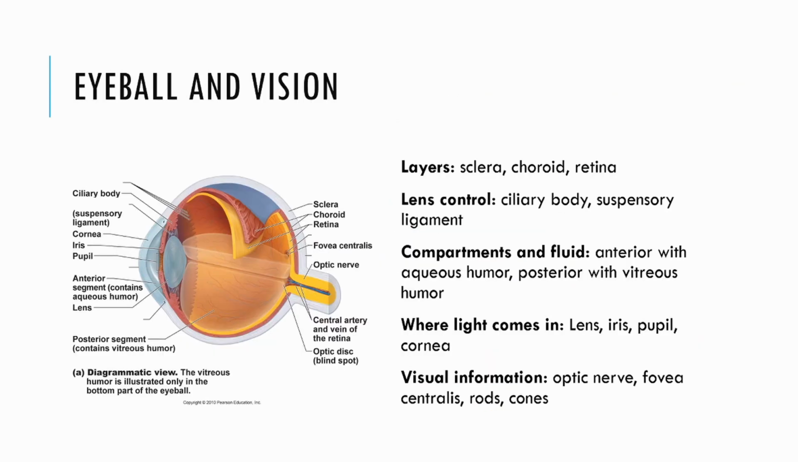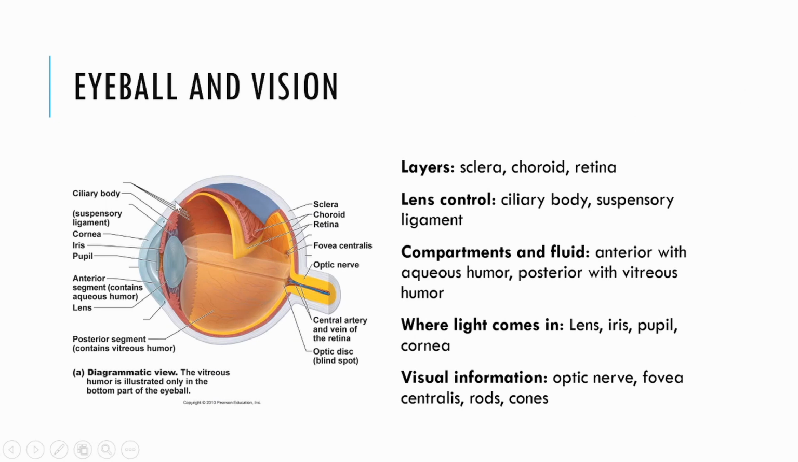Let's now get into vision. We're not going to talk a ton about the physiology behind vision, but we're going to at least get into the basic anatomy. And I have it broken down based on the kind of function or part of the eye that it is. So let's start with the layers first. We have three main layers to the eyeball.